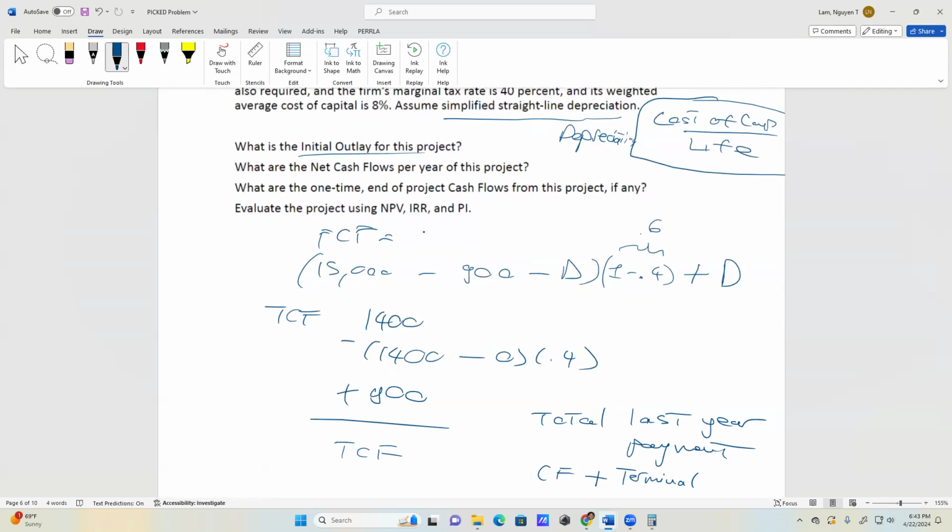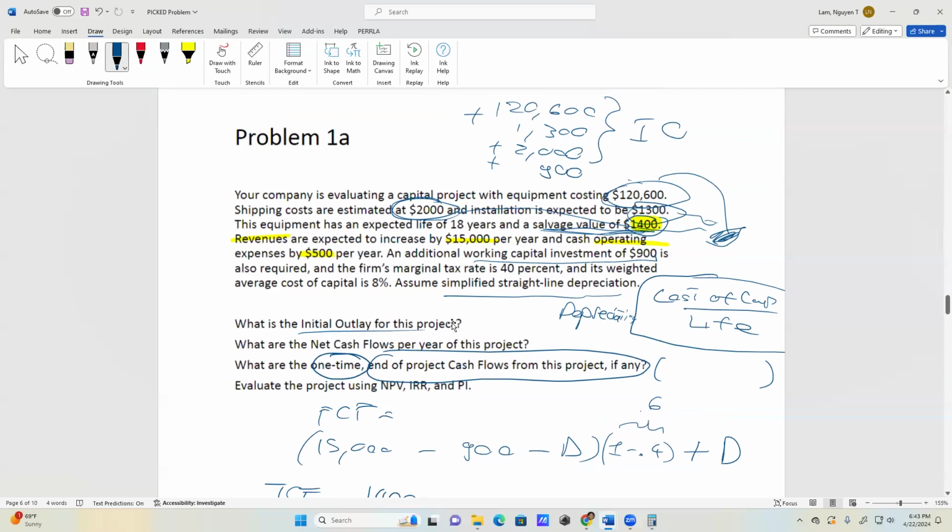However, they could ask you something like "one time" in a project flow from this project, and that is referring to just the terminal value. Watch out for that. They usually put a parenthesis to clarify what they are trying to ask for.